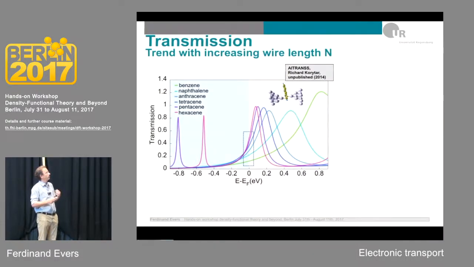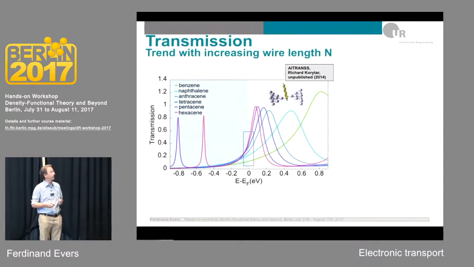I plot for you the different transmission functions as we get them using such a geometry for molecules with increasing length. They have funny names. So benzene is 1 ring, naphthalene 2 rings, 3 rings, 4 rings, 5 rings, and 6 rings. And what we get is a transmission curve that has a very nice systematic flow with the number of rings. If the number of rings grows, then the peak moves closer to the Fermi energy, and the width becomes more and more narrow. Okay. Anything to be understood about this?